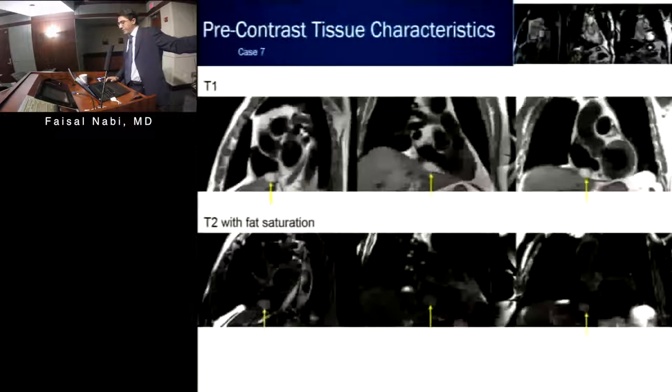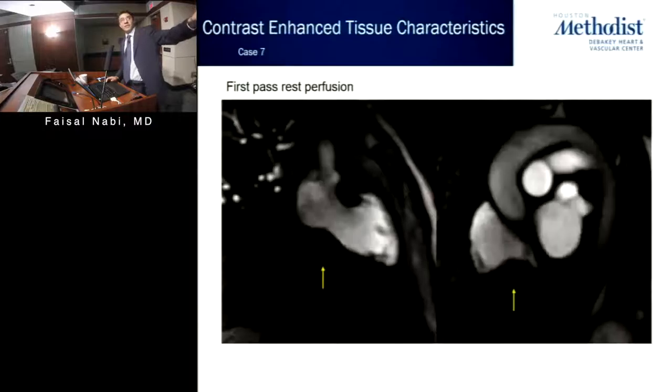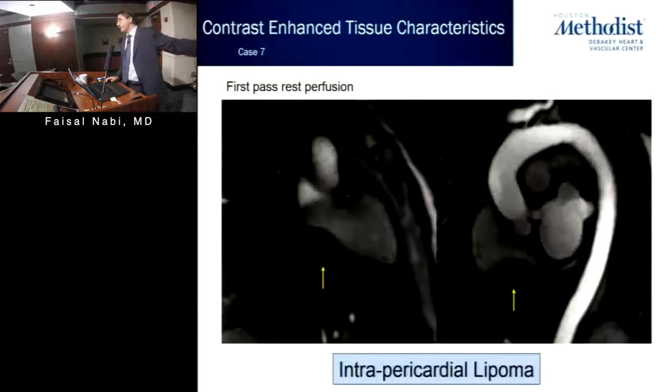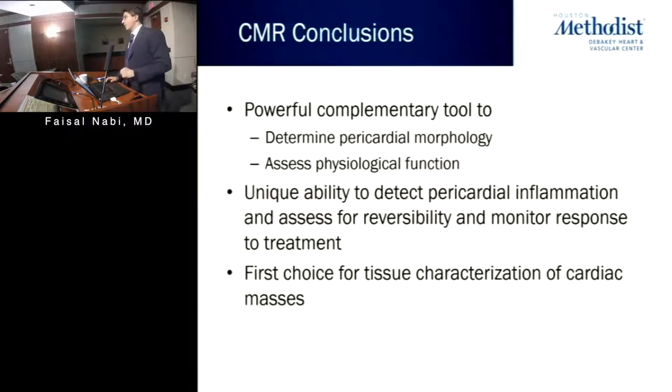Whereas in this other case, you can see on T1 images it's bright, on T2 images it's dark. Again, there is no evidence of contrast uptake. This is very consistent with a lipoma. So CMR can be very helpful when it comes to diagnosing masses.